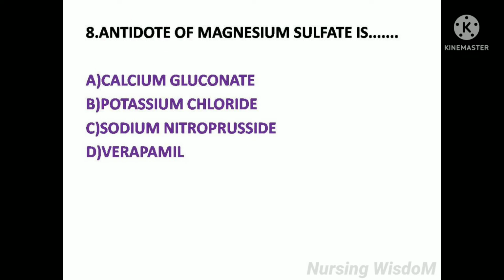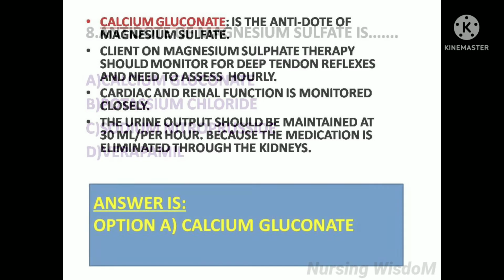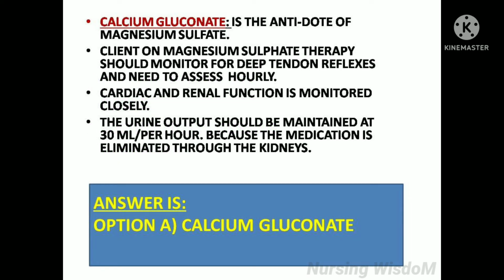Next question, antidote of magnesium sulfate is option A, calcium gluconate, option B, potassium chloride, option C, sodium nitroprusside, option D, verapamil. Calcium gluconate is the antidote of magnesium sulfate. A client on magnesium sulfate therapy should be monitored for deep tendon reflexes, assessed hourly. Cardiac and renal function is monitored closely. The urine output should be maintained at 30 ml per hour because the medication is eliminated through the kidneys.